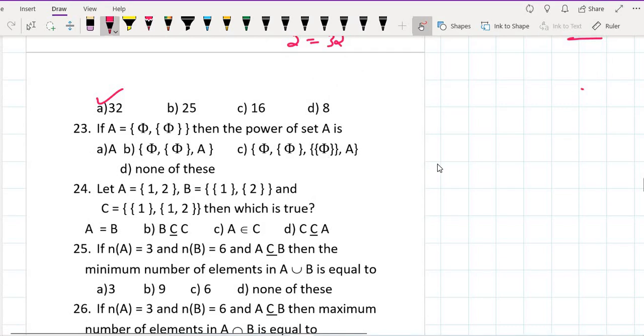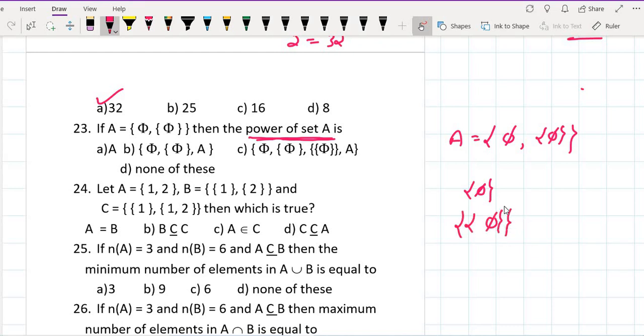See here, set A is given with phi and the set phi as another element. Now you have to write the power set of A. That means you have to write all the subsets of A. So take the first entry, take the second entry within the flower bracket, take the given set A, and the null set. If you include all these four within the flower bracket using commas, that gives you the power set, right? The set of all subsets of this A.